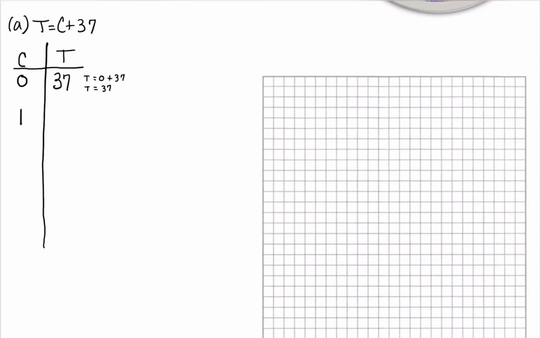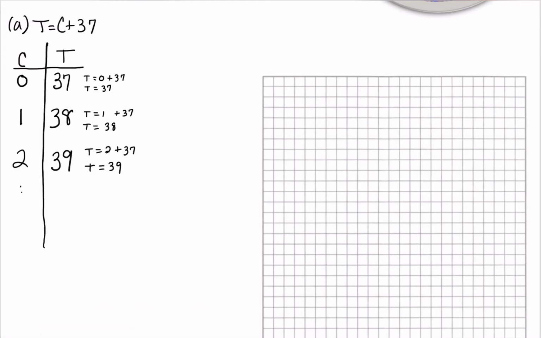So what if I have one cricket chirp in 15 seconds? So if C is equal to 1, I would have 1 plus 37, and so that's going to give us 38. And so on. This becomes pretty easy arithmetic, right? So if we now sub in 2, we just have 2 plus 37. So this would estimate our temperature to be 39. So that's what we would have here.